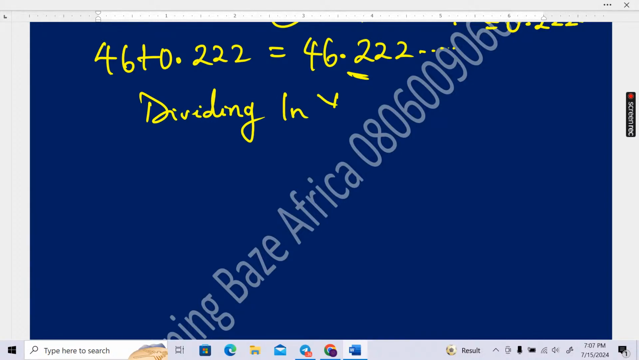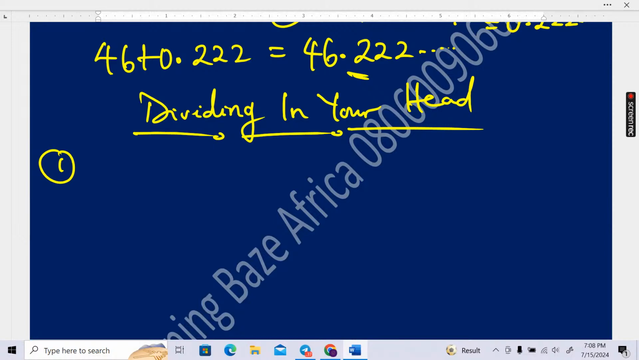Great. Now let's divide mentally. Dividing in your head. Now, how can you quickly get the answer to 23 divided by 3? I'm starting with this simple example so that you can flow along. Without using a calculator and without using your pen, you need to do all these arrangements in your head.